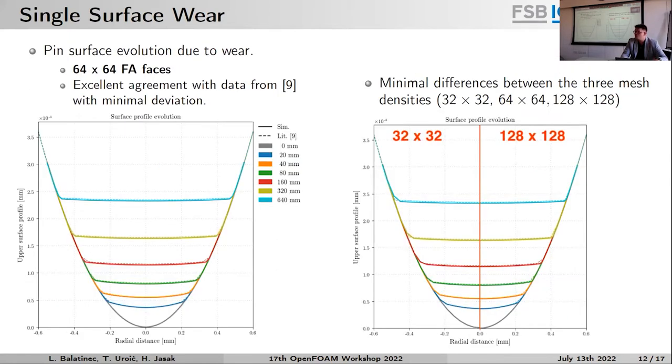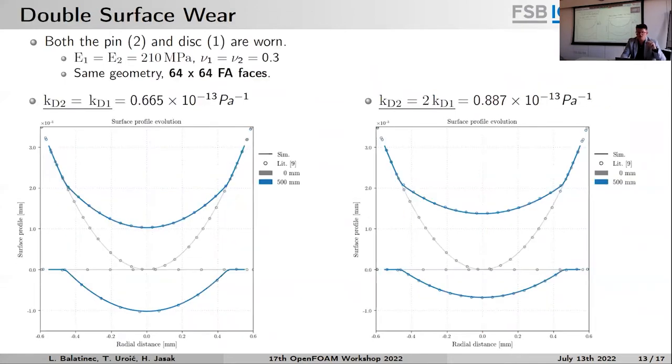And now I can show you the evolution of the surface of the pin. Again, we are using the 64 by 64 finite area faces discretization. Again, we have different sliding distances shown in different colors. The full line represents the data from the simulations, and the dotted lines are the data from the literature. And here we have excellent agreement with the data from the literature with minimal deviation. And on the right hand side, we decided to show lower density and higher density mesh, but here we can see that we have minimal differences between the three mesh densities.